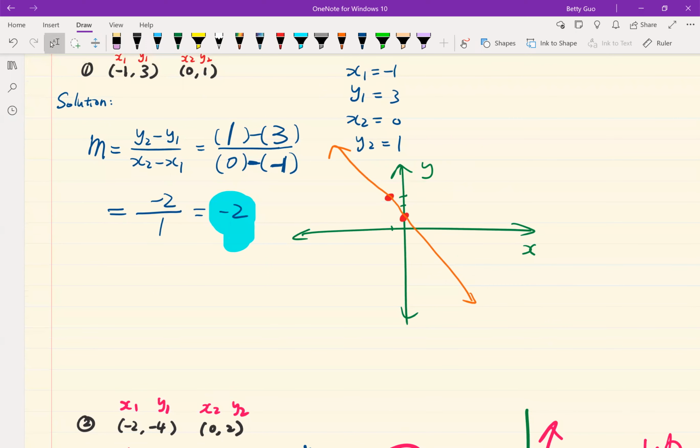We have 3 minutes. I want you to copy the second problem. The first point is negative 2, comma negative 4. The second point is 0, comma 2. And you need to find the slope of the line passing through the 2 given points.